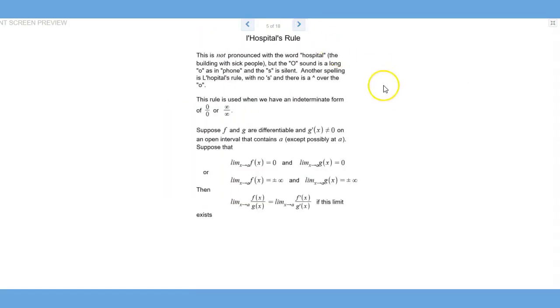So here is the statement of the rule. A lot of people say "la hospitals" because it looks like the word hospital is in there, and this is French, and I don't speak French, but I've heard that it's not pronounced "la hospitals rule," it's L'Hopital's. Another spelling you might see is without that S, but with a little mark over the O. That's another form of this spelling.